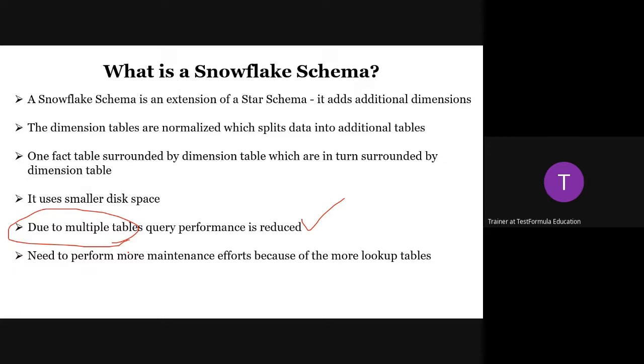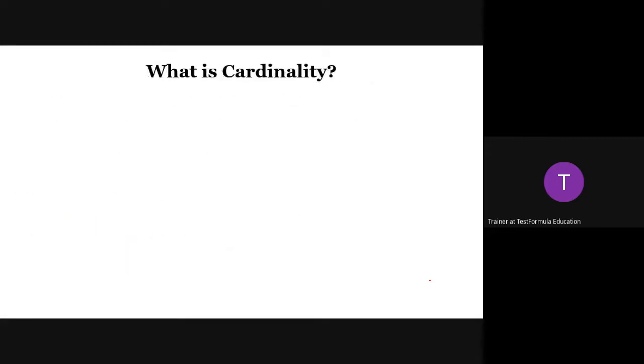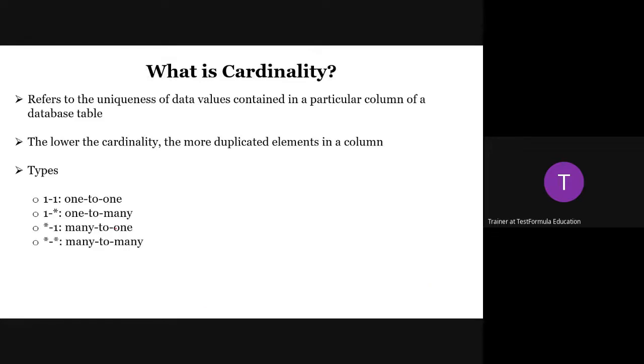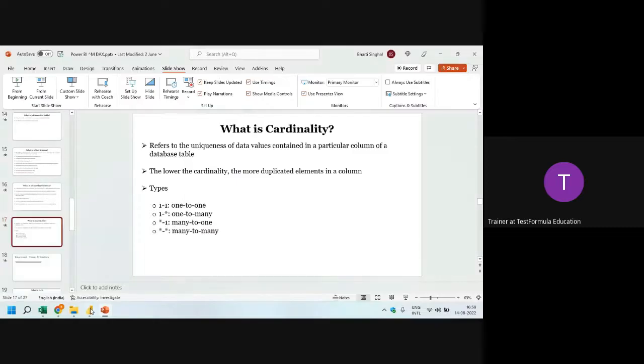If somebody is asking you this question anywhere, like while you are going for an interview, you can quote this point. And it needs more maintenance effort because of the more lookup tables. Whenever you have more data to add to your data model, it takes a lot of effort to decide where to place the table. Correct? So star schema is followed because that is simple. Now, are you clear with Snowflake and star schema? Yeah. Right.